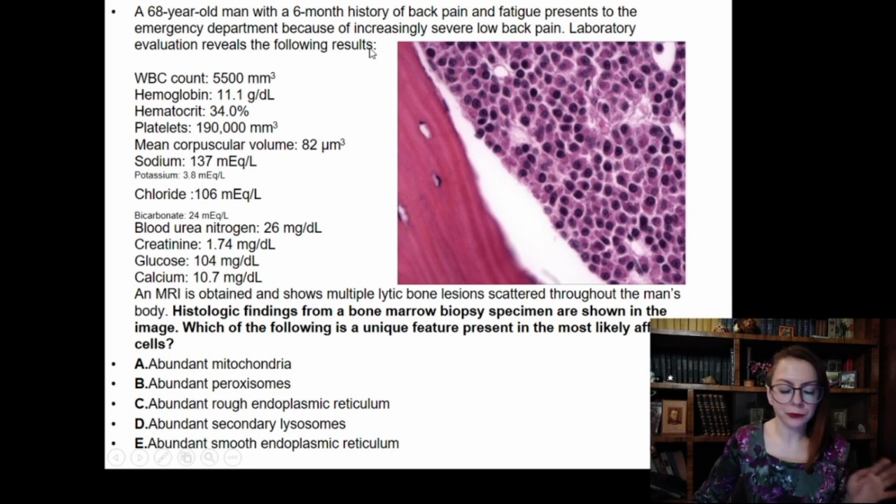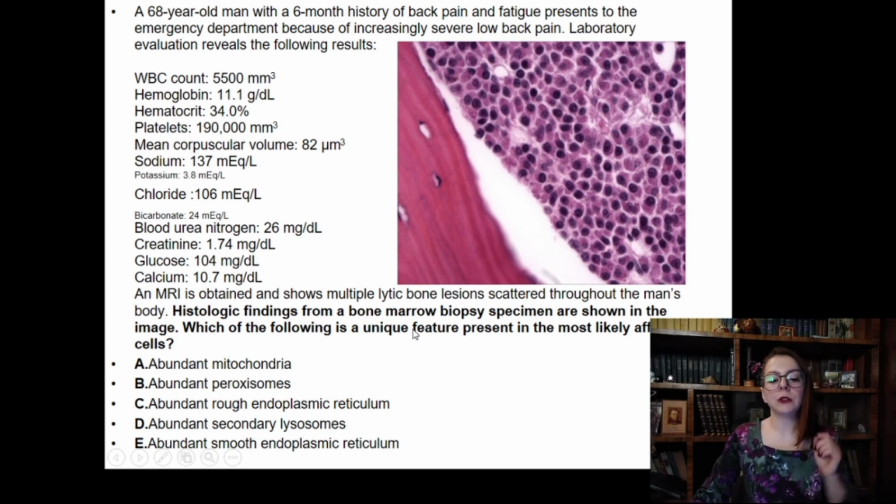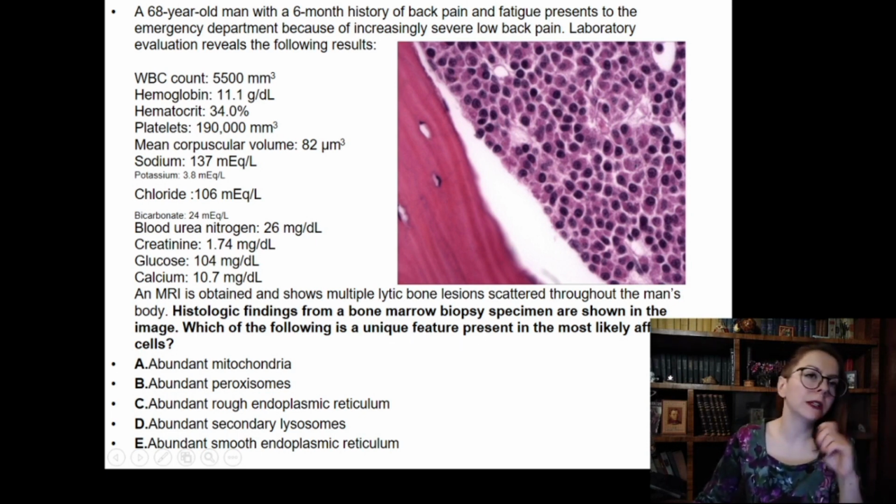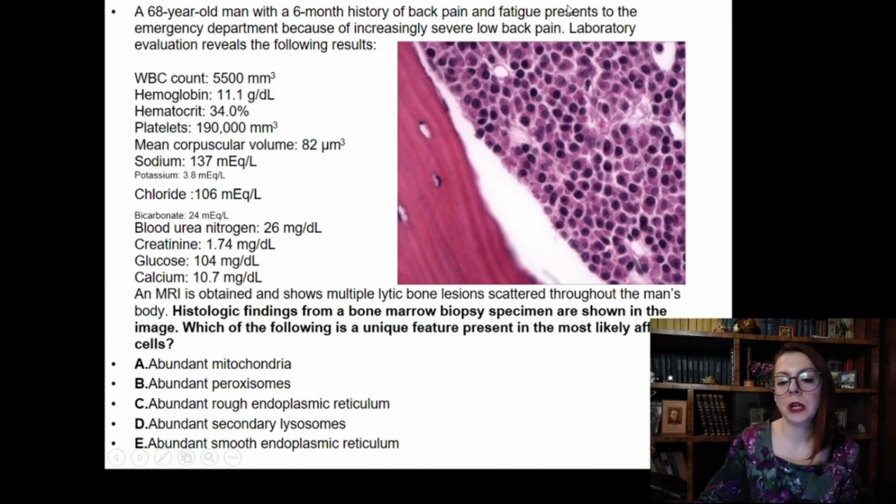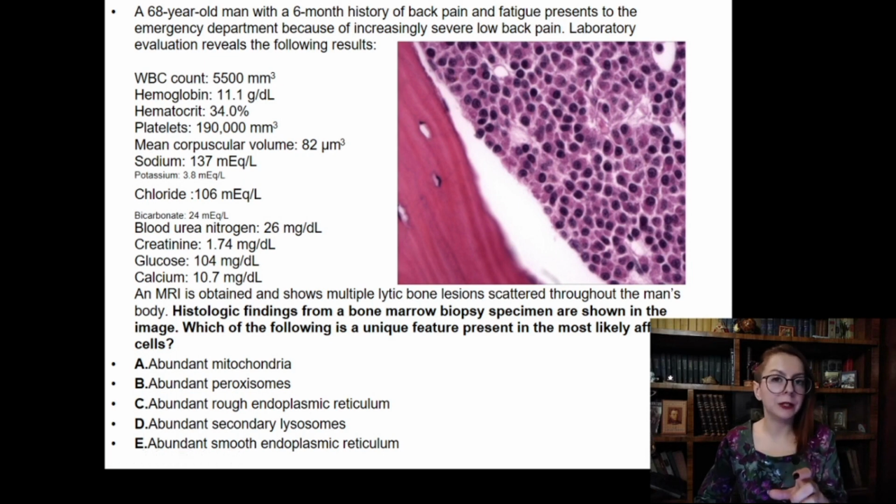Here you can read some data from the clinical examination of the patient, but let's fix our attention on the questions. So there is a bone marrow biopsy specimen given in the task, and the question is, which of the following is the unique feature present in the most likely affected cells? So the patient has some problems, and probably due to these cells. Something's abnormal with these cells. And you have to guess what cells are here.